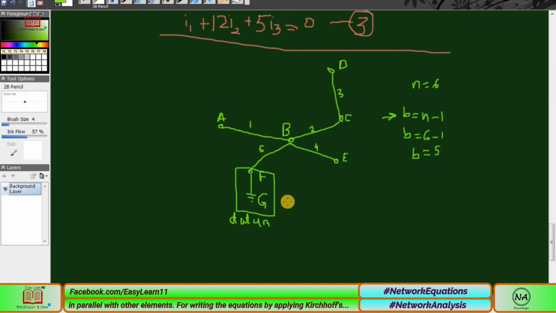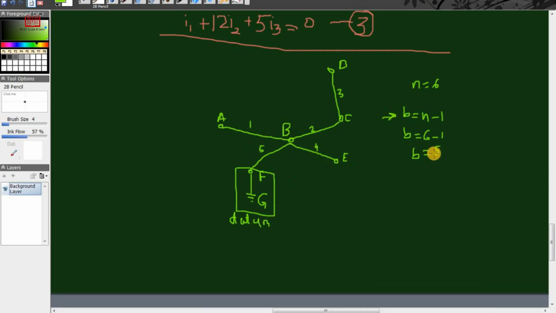If it is a datum node, meaning a reference node, then we subtract it from the number. There is only one more node than the branches. So if we dedicate one node to this purpose, then the remaining number of nodes is exactly equal to the number of the branches. Right now the number of the branches is equal to the number of the nodes, because you can see here 1, 2, 3, 4 and 5, the remaining. Now after this dedication, we can say that n equals b.